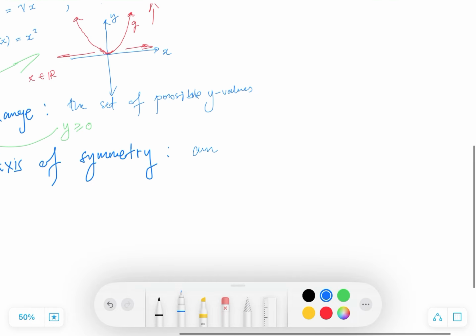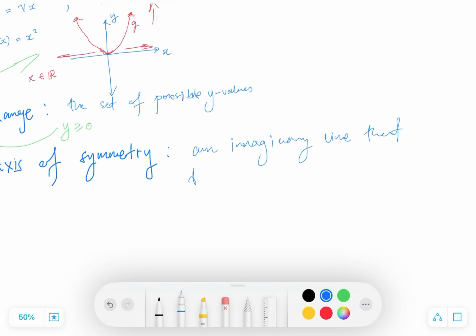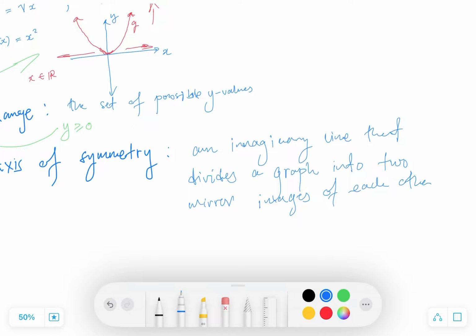So this is an imaginary line that divides a graph into two mirror images of each other. So we'll go more into detail when we do the actual functions one by one, to understand what the axis of symmetry does.